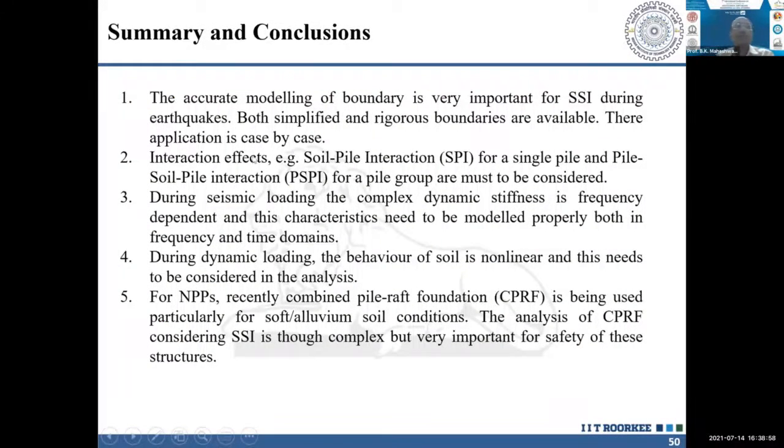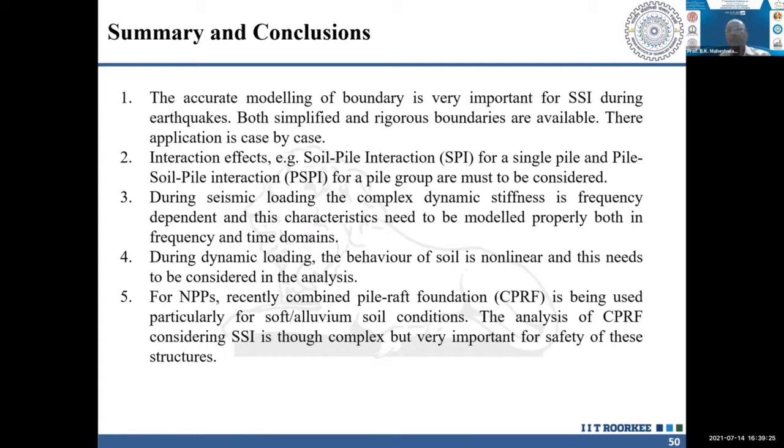Let me summarize. First of all, for accurate modeling of boundary, it is very important that we consider SSI modeling. So both simplified and rigorous boundaries are available and their application needs to be done case by case. Interaction effect, that is soil-pile interaction, as well as pile-soil-pile interaction, which is for pile group, must be considered.